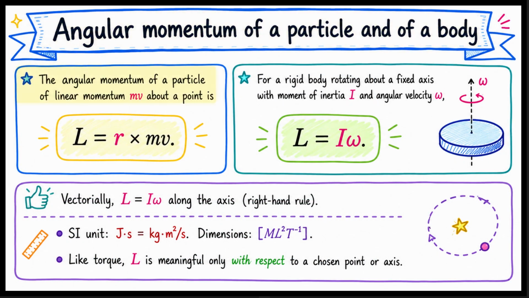The angular momentum of a particle of linear momentum mv about a point is L equals r cross mv. For a rigid body rotating about a fixed axis with moment of inertia I and angular velocity omega, the angular momentum is L equals I omega. Vectorially, L equals I omega along the axis, with the direction set by the right-hand rule. The SI unit is the joule second, which is the same as kilogram meter squared per second, and the dimensions are M L squared T to the minus 1. Like torque, angular momentum is meaningful only with respect to a chosen point or axis.